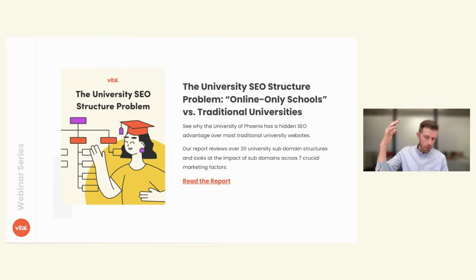If you want to learn more about that, we have a full report where we go over 7 different critical SEO factors that we tested and looked at against 30 different university websites and subdomain structures. So if you want to check out our report on that, we'll send it in our follow-up email after this is over. But that will introduce you to several other big issues with the subdomain structure.